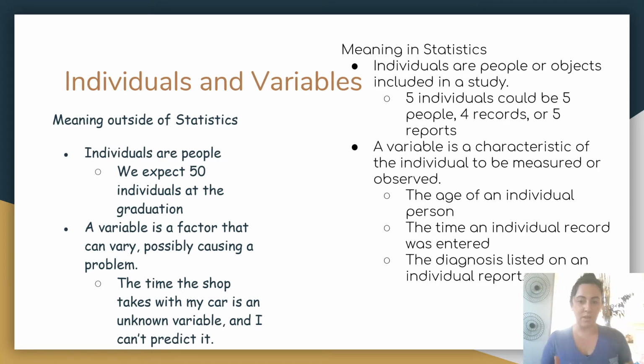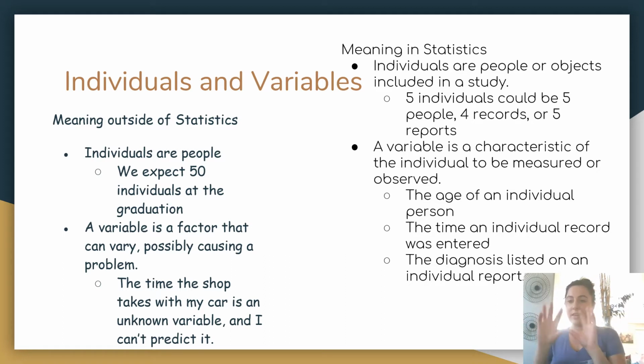So an example of that could be the time that the auto repair shop takes working on my car, getting my oil change done, is an unknown variable. Okay, and I can't predict it. I don't know when my car is going to be finished. It's different every time. Who knows? That's a problem, because what if you have other appointments or things going on that day, and it would be great for you to get your schedule right. So that is the meaning of individuals and variables outside of statistics.